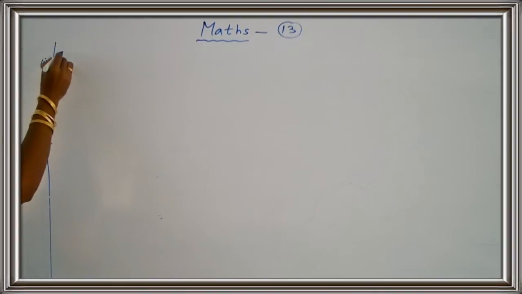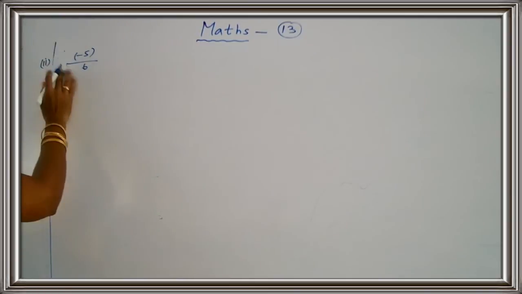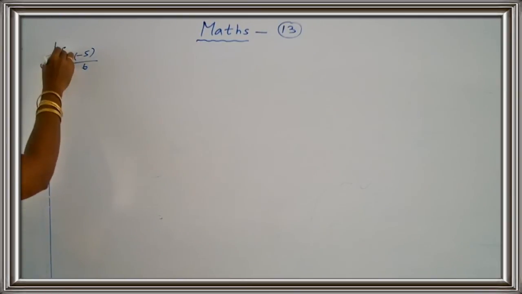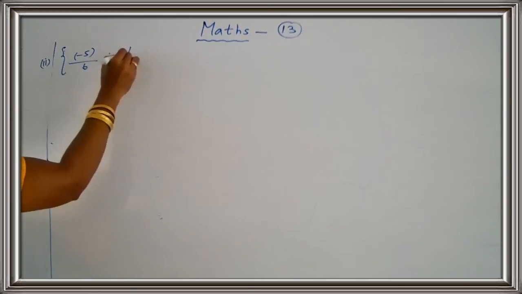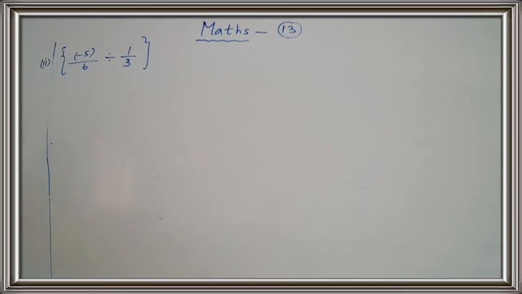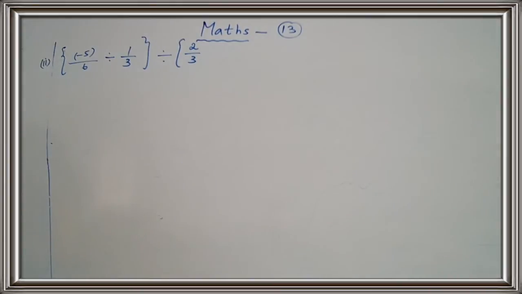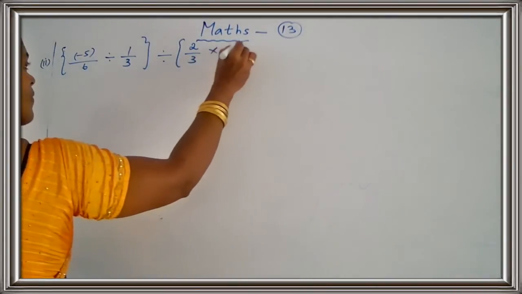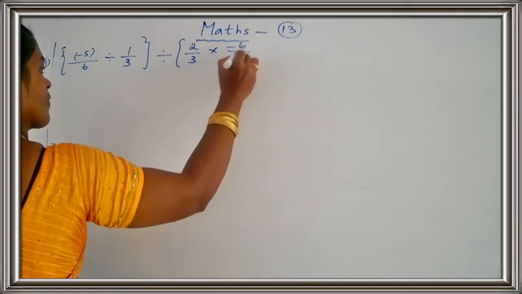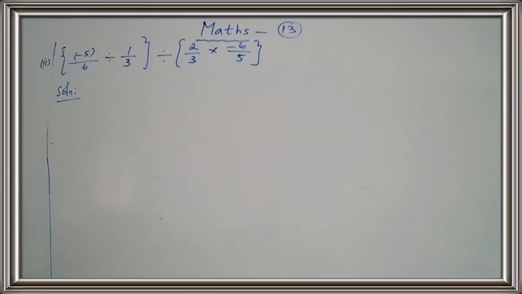See the question: minus 5/6 divided by 1/3 divided by 2/3 into minus 6/5. Okay, so first we have to find the value of inside the bracket. What is there inside the bracket?